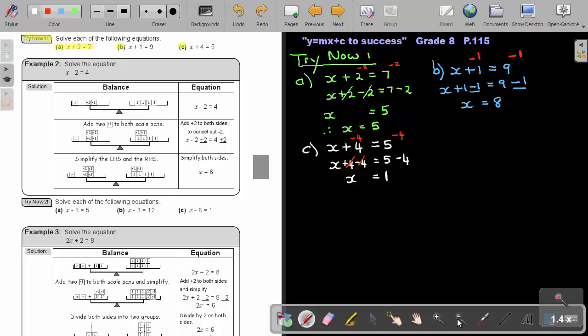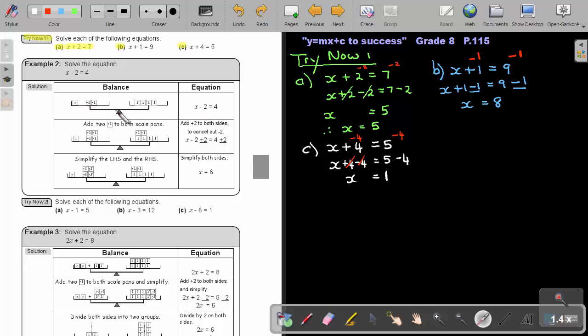Okay, let's go through example 2. So x minus 2 equals 4. So now there's a minus. In this case, it was always plus, plus, plus. But now in this case, it's minus. So what will be the additive inverse of minus 2? It will be plus 2. So what will cancel minus 2? Plus 2. So let's look.